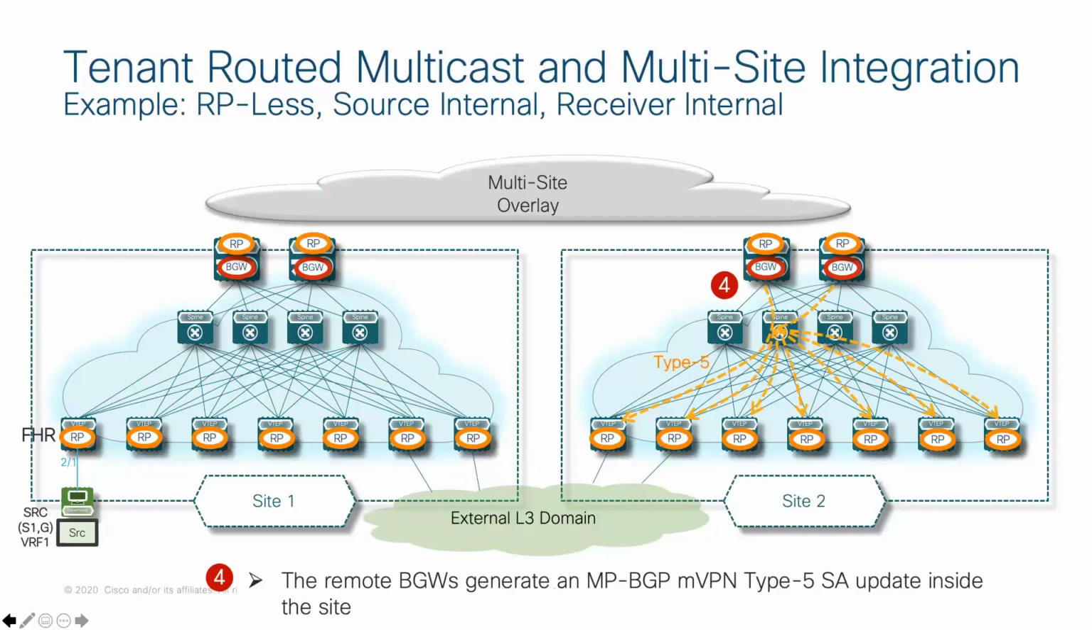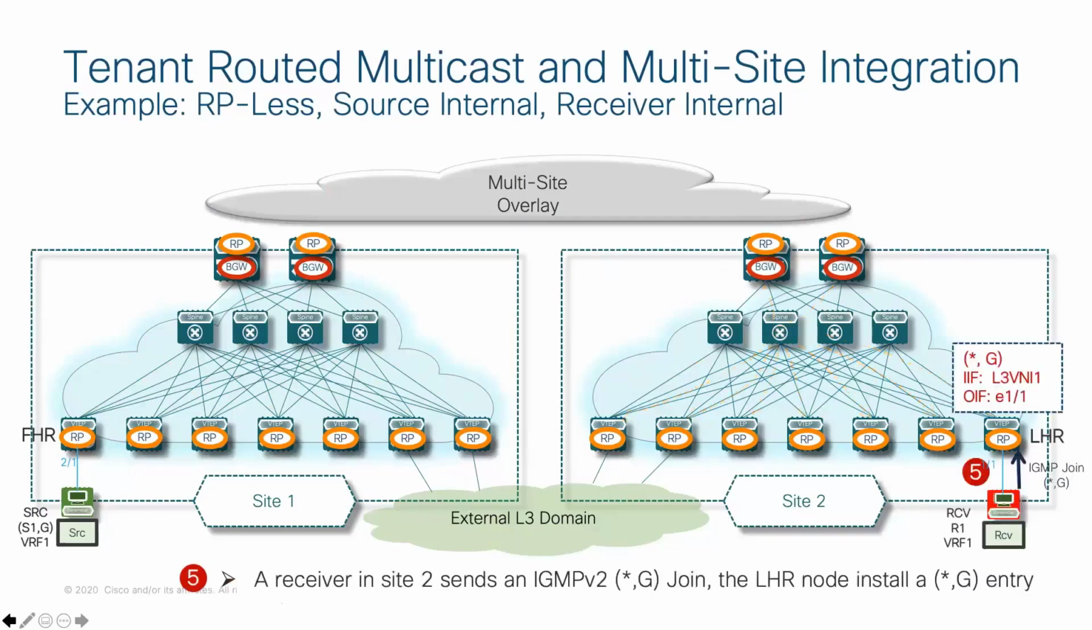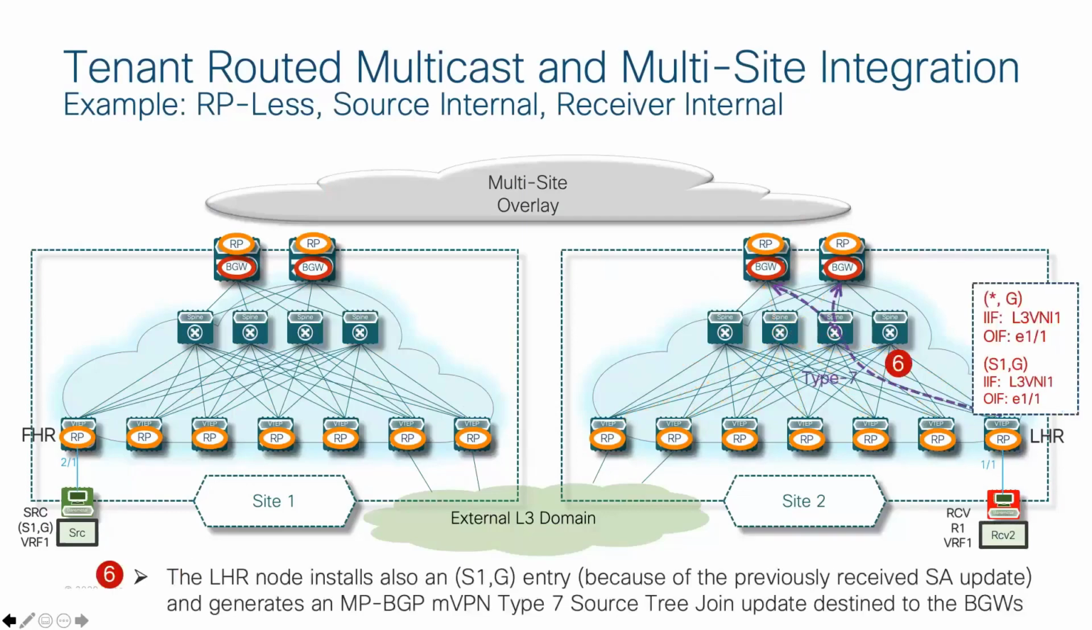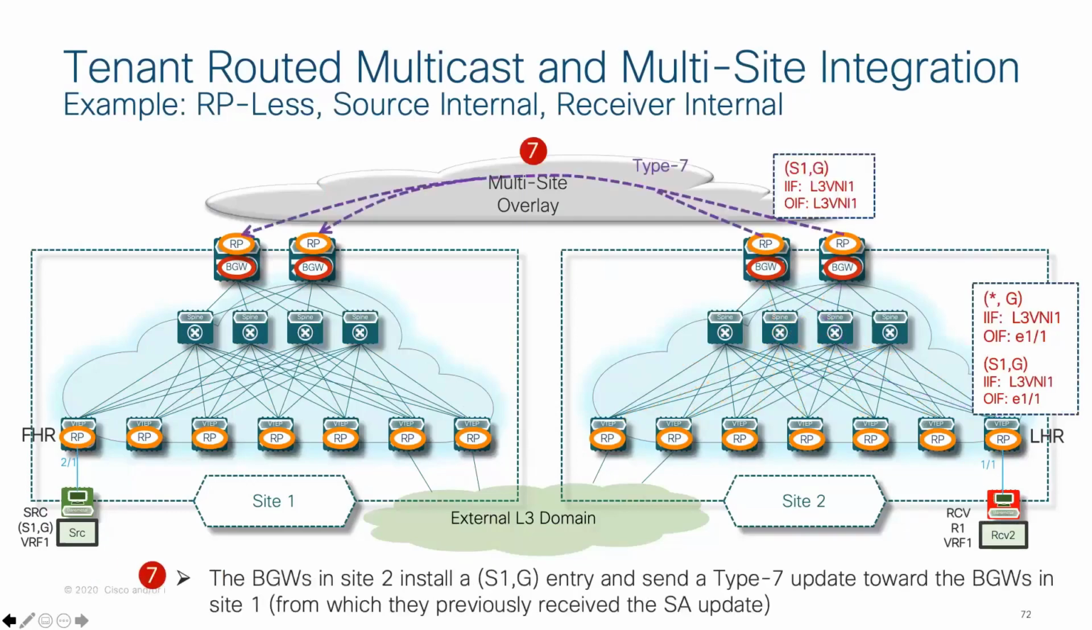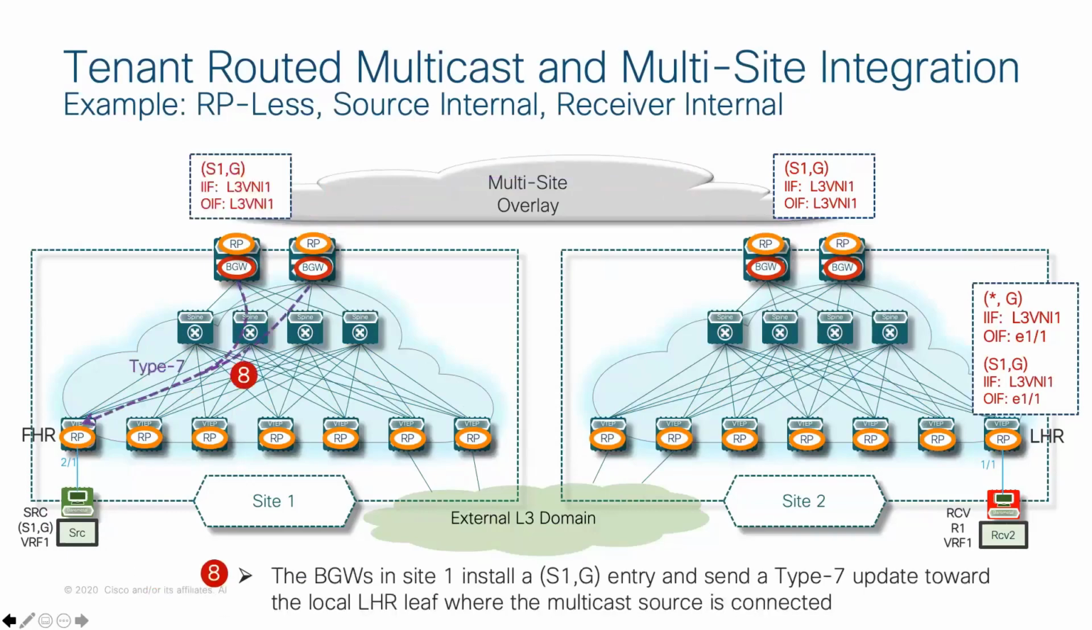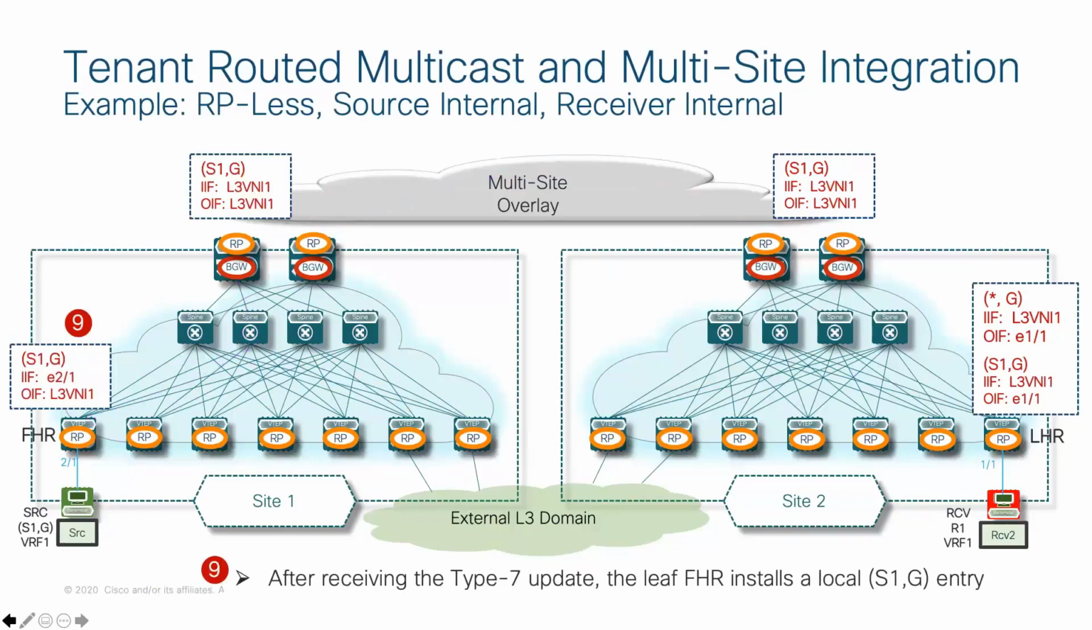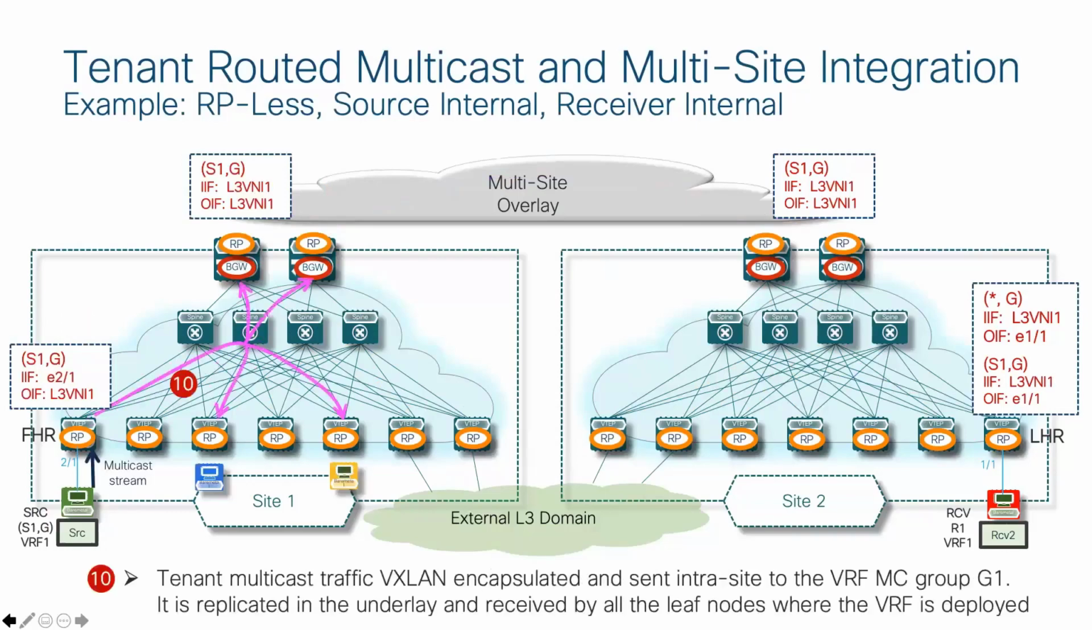Now, this being said, we have a receiver, and like in the previous case, that's an IGMP join followed by the type 7 message. The type 7 BGP update will be forwarded to the BGW, which reconstructs it and sends it to the site where there are receivers, and it's reconstructed again and sent to the first hop router. As a result, we have updated routing tables, and now we are able to build the multicast tree.